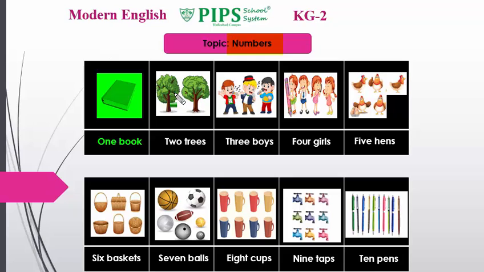Next one. How many trees are there? Count with me. 1, 2. There are 2 trees. Another one is, how many boys are there? Count with me. 1, 2, 3. There are 3 boys.